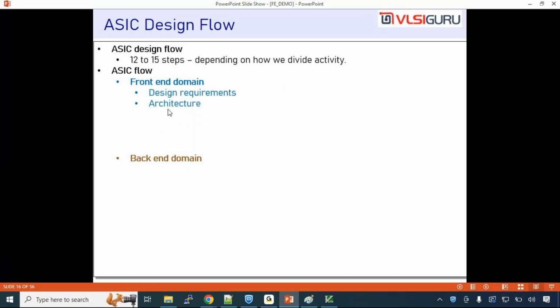Chip architect. There will be a person who does the architecture of the chip. He will tell which block will come where, how each of them will be connected. He will tell what voltages need to be given. Everything he will tell.